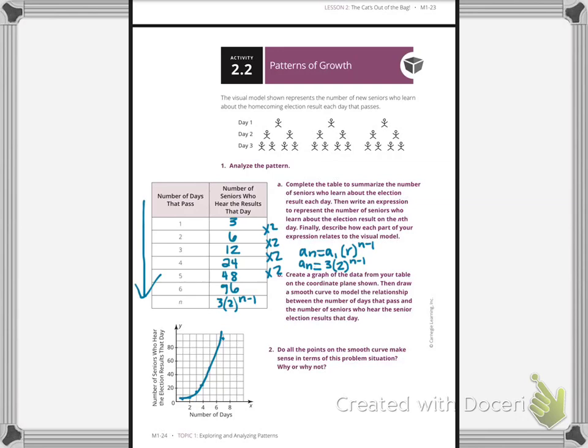It says, do all the points on the smooth curve make sense in terms of the problem situation? Why or why not? The problem that we don't talk about in this is half days. We are going up in increments of, sorry, that should say half. We're going up in increments of 1, 2, 3, 4, 5, 6, 7, 8. You only have real whole numbers as points on the graph. We don't have any negative sides to it. Okay, so it's a little bit different. All the points on the smooth curve do not make sense in terms of this problem situation, because the number of days represent discrete data values. Only integers greater than or equal to 1, meaning we don't have decimals, we don't go negative, to make sense in terms of this problem situation.